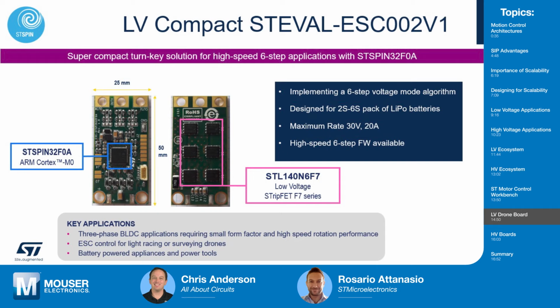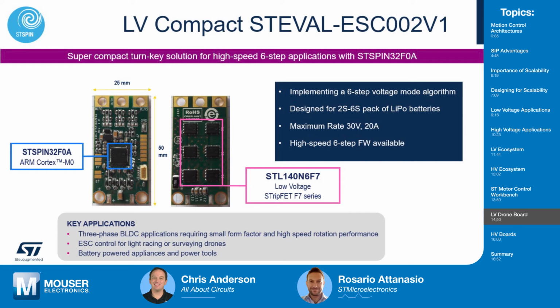And you had a couple of dev boards that you wanted to go into detail on. Tell me about those. Yes, so the first one is the STEVAL-ESC002V1. This is a very compact solution that we have realized with drone applications in mind. As you can see, there is a form factor of 50 by 25 millimeters. The top side of the board has basically only one IC, which is the STSPIN32F0A, plus a number of external components, which are mainly resistors and capacitors.